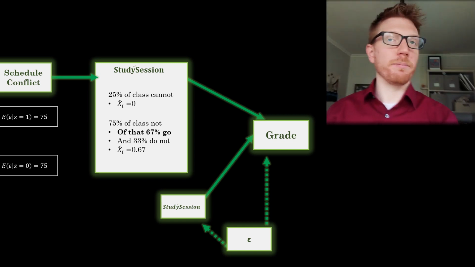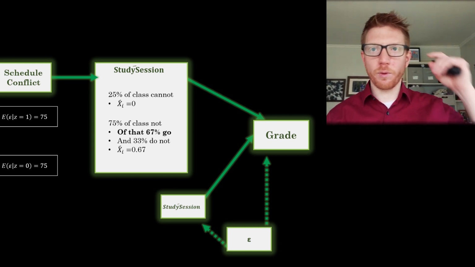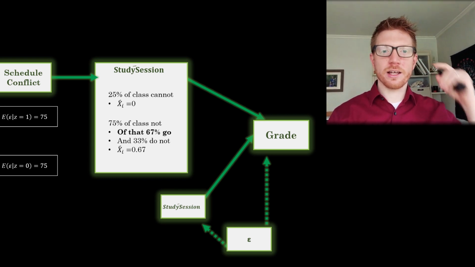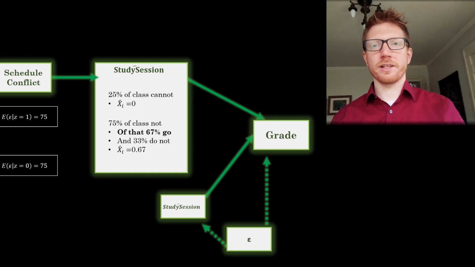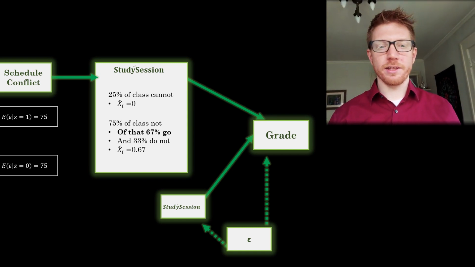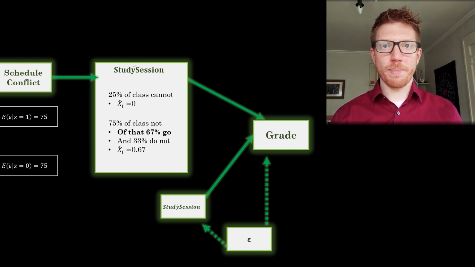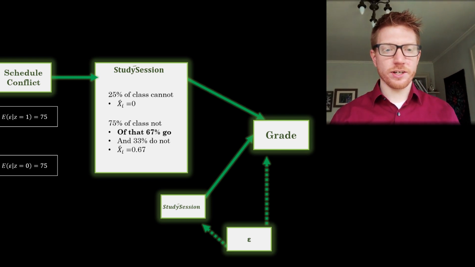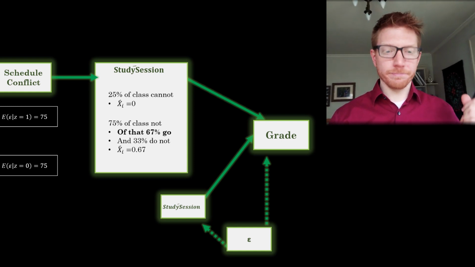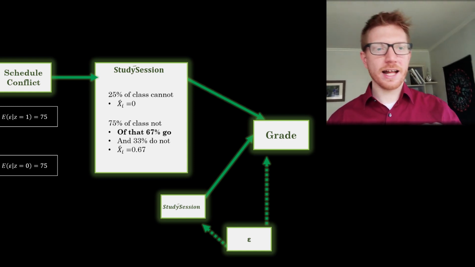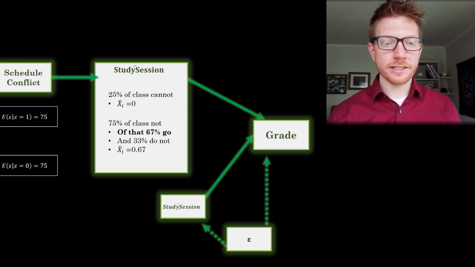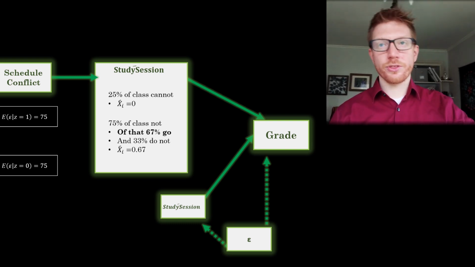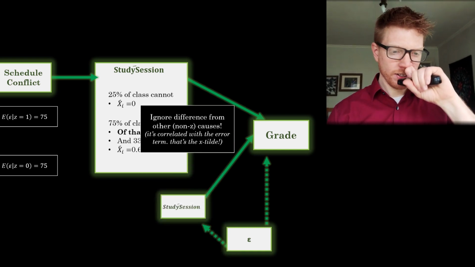That would mess up a little bit our exogeneity constraint, because maybe if you really need the study session or something like that, then that's not going to be the best in terms of getting our exogeneity constraint there. So we're going to say that a quarter of the class had that conflict, 75% of the class did not. Of that, 2/3 of the people go.